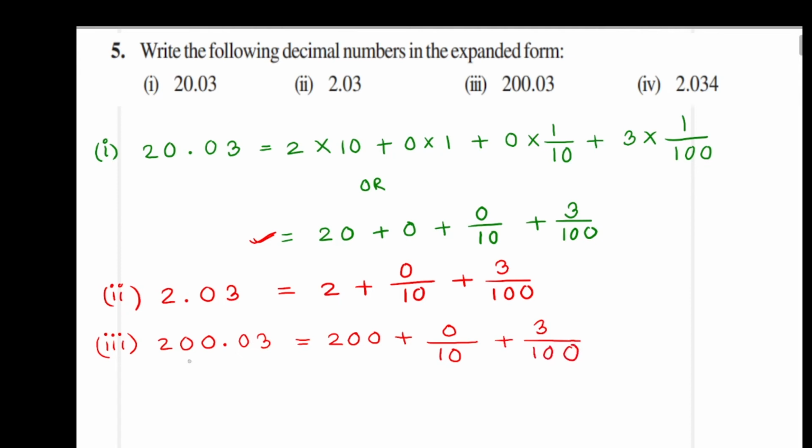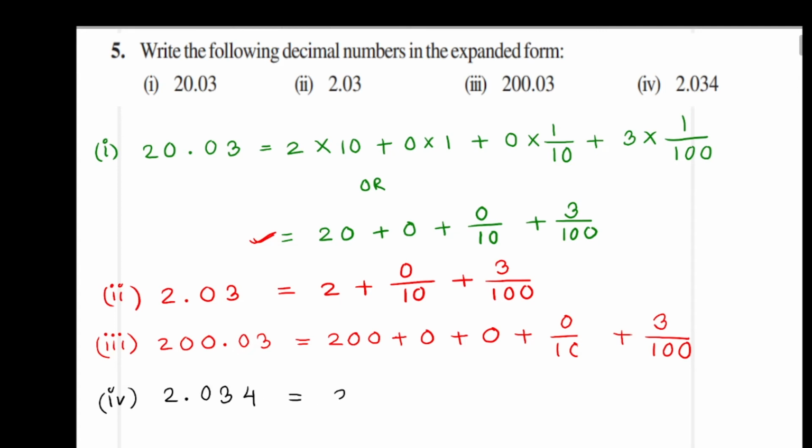Now see, if there will be the digit here in tens place, then you can write as a tens, okay? Or if you have any confusion, then you can write this way also. In the tens place, 0. Ones place also 0. Tens place 0, that is why we have written 0 by 10. Hundreds place, both are correct. If you will simply write 200 plus this by skipping these two numbers, then also you will get the same answer. Okay. Question number 4. 2.034. So it will be 2 plus 0 by 10, 3 by 100 plus 4 by 1000. Okay, so this is the expanded form.